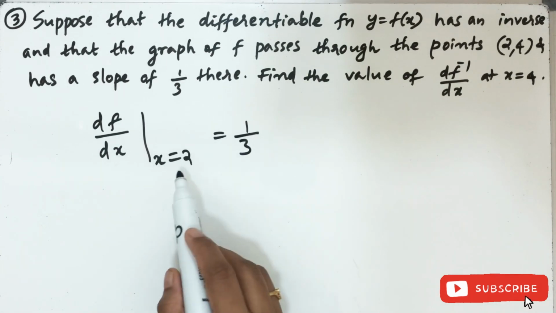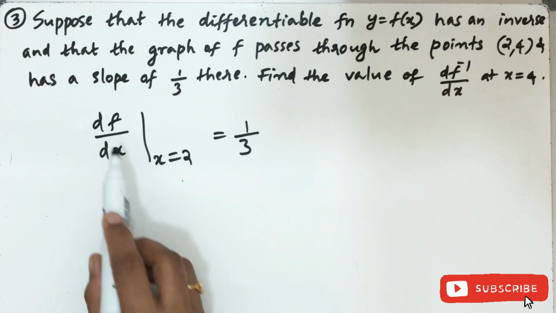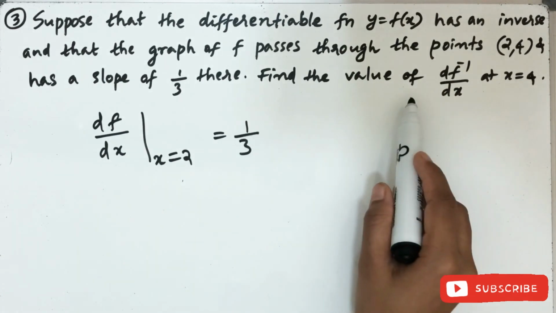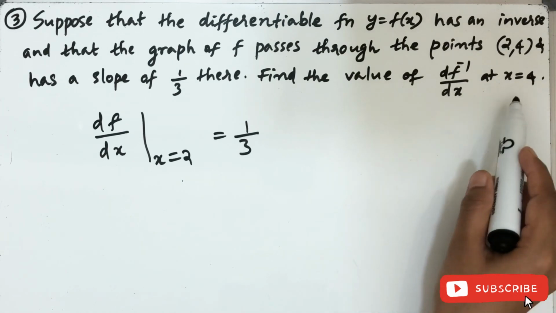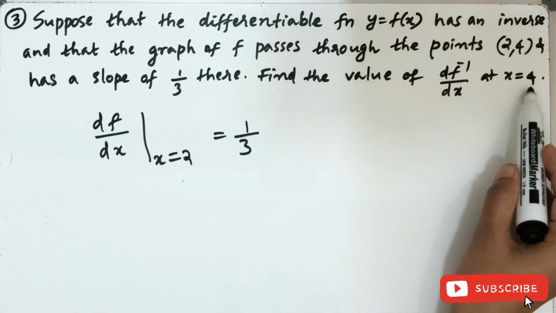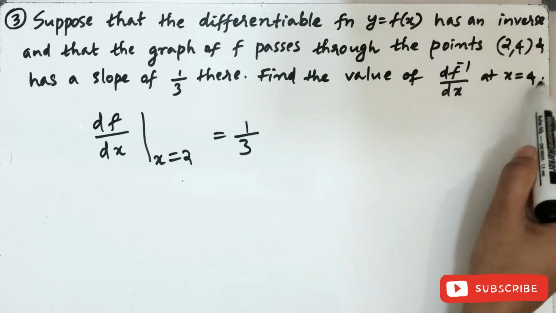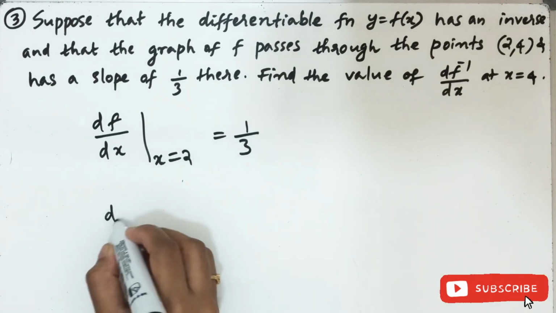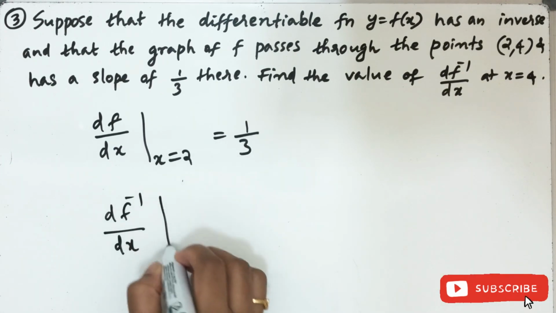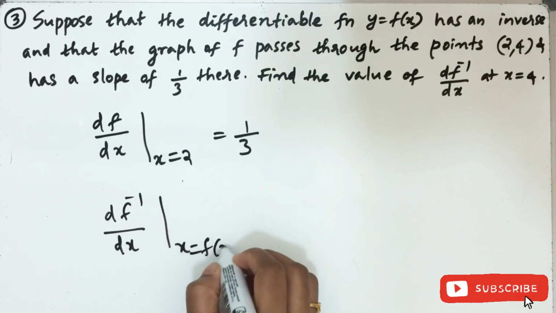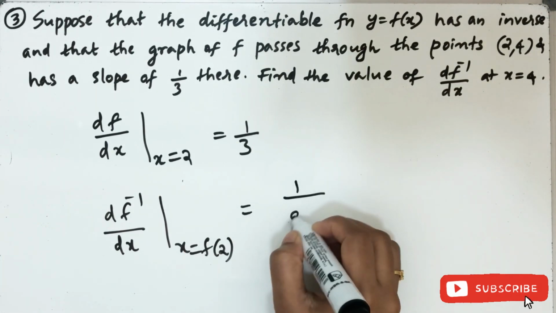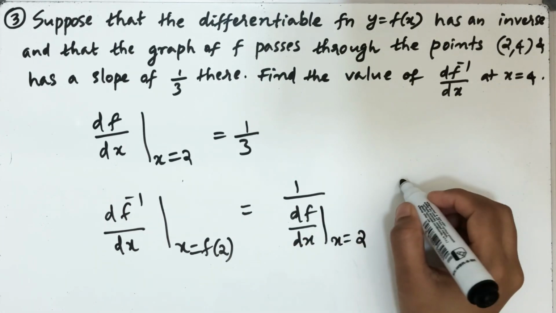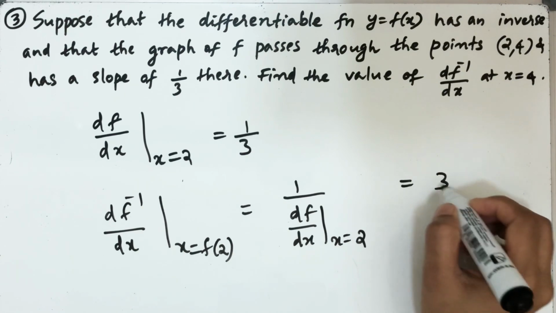Slope of f at the point (2, 4) is nothing but the derivative of f at x equal to 2, which is equal to 1 by 3. We have to find df inverse by dx at x equal to 4. x equal to 4 means f of 2 is 4. So df inverse by dx at x equal to 4, where f of 2 is equal to 4, is 1 by df by dx at x equal to 2, which is 1 by 1 by 3, that is equal to 3.